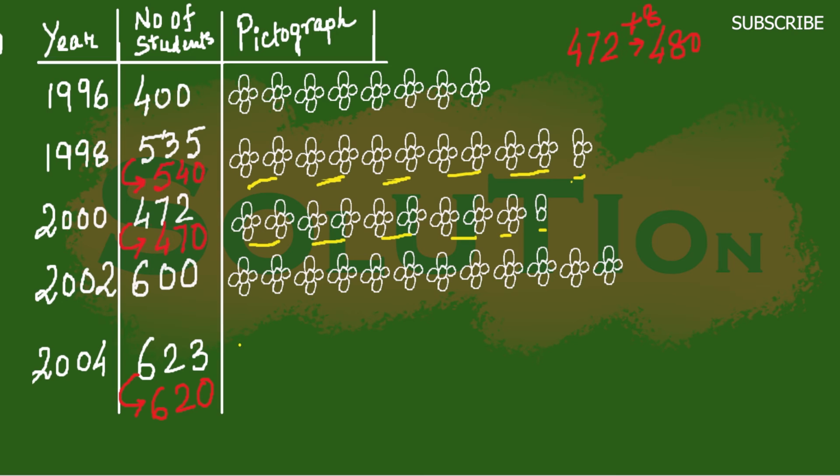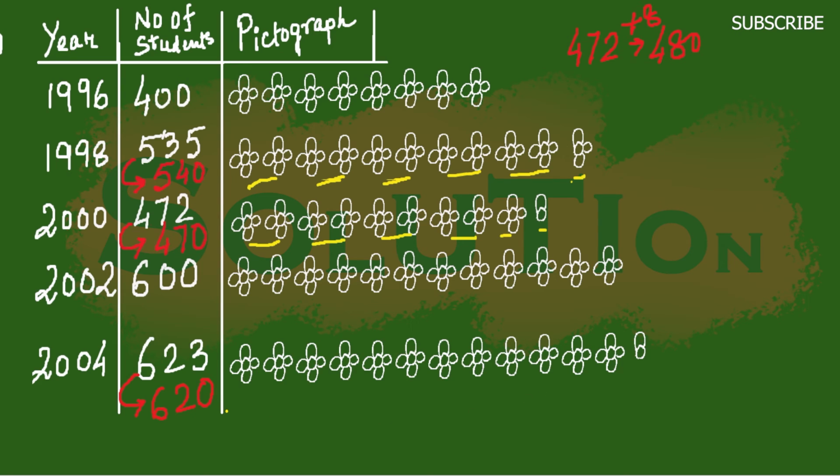Now let us represent this 620 with the help of the pictograph. So this is our 620. The 2 flowers combined together will represent 100. This is 200, this is our 300, this is 400, this is 500, this is 600. And this symbol having 2 portions represents 20. So this is our 620. This is how I have represented the data.